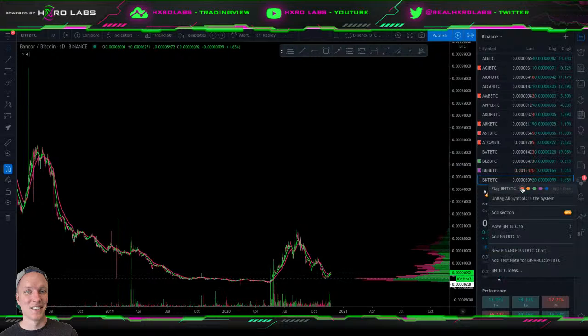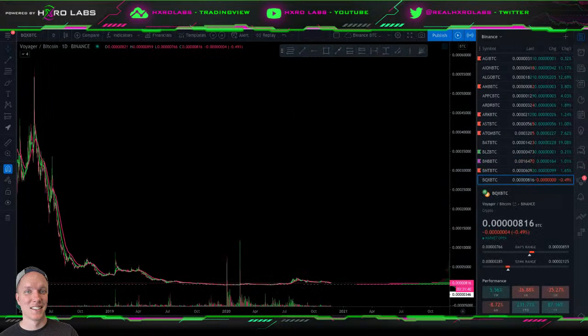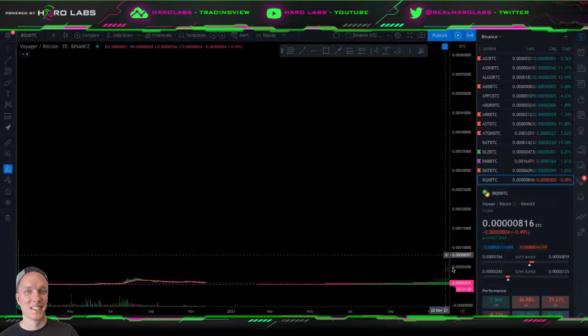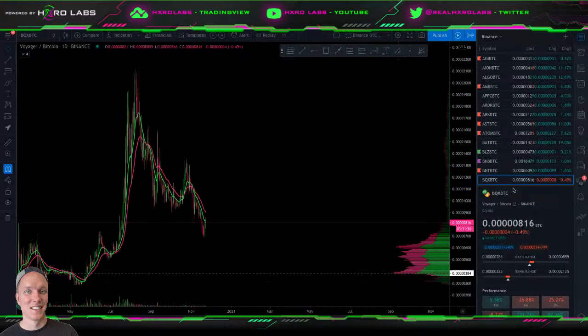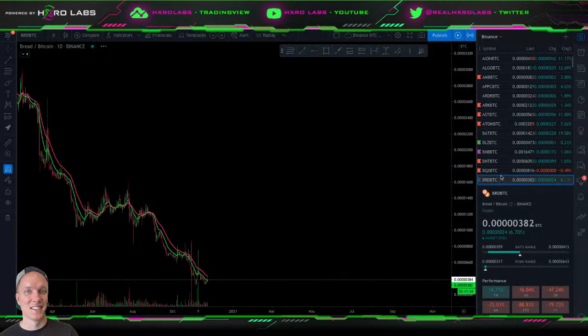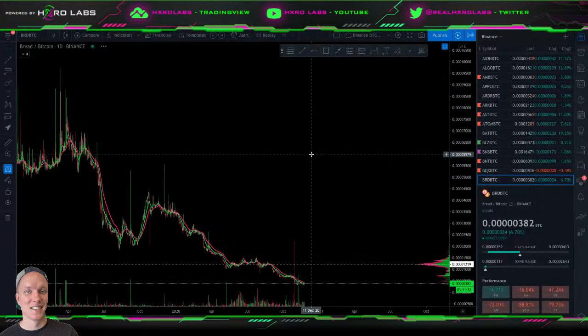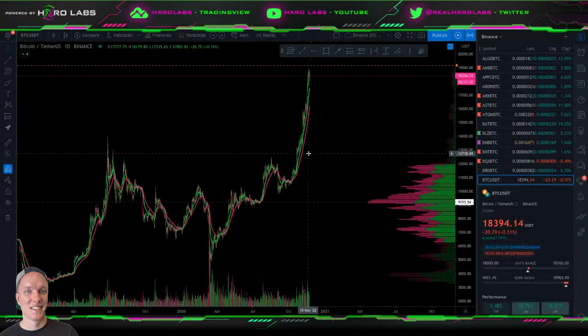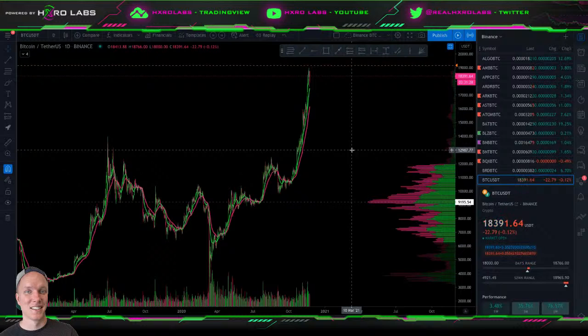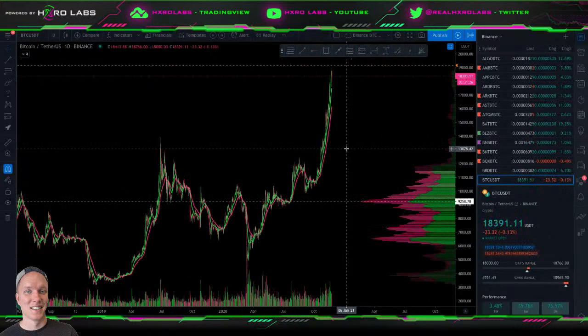Yep. Don't know why it's so tiny, but it's definitely in the reload zone. Nope. No. See? Keep that in mind. Bitcoin is not in the reload zone.